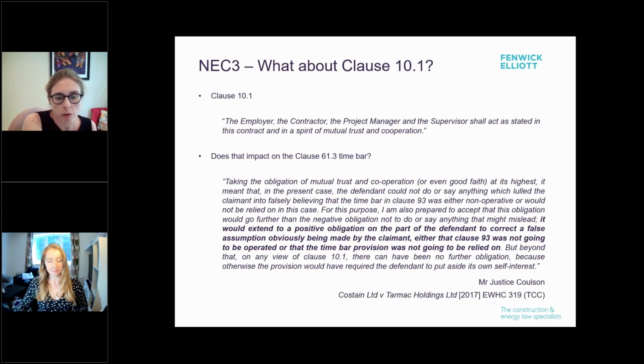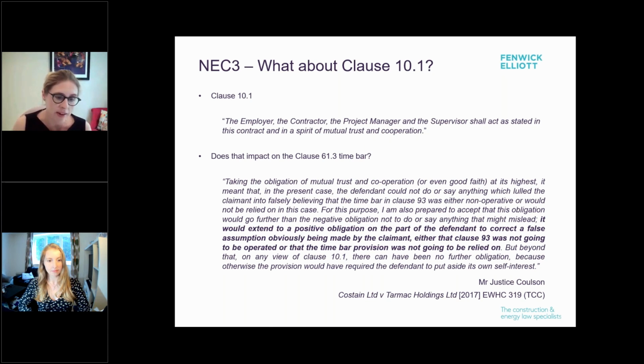The employer, the contractor, the project manager and the supervisor shall act as stated in this contract and in a spirit of mutual trust and cooperation. How does that impact on the clause 61.3 time bar? Well, there's some interesting case law, Costain versus Tarmac, on this. It doesn't actually relate to the 61.3 time bar within the dispute resolution provisions of this contract.